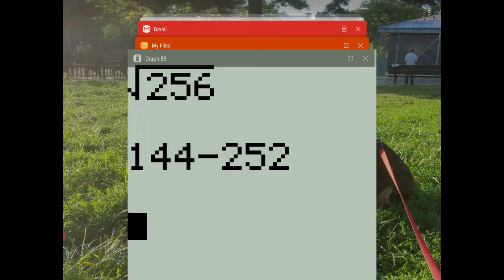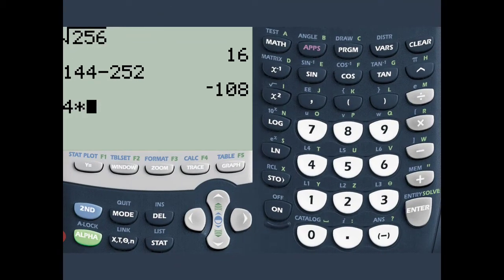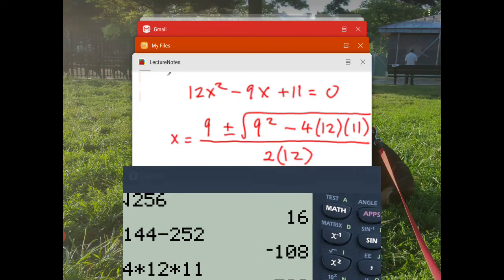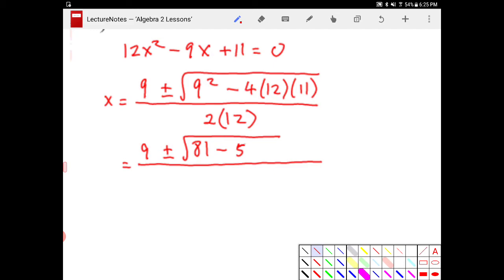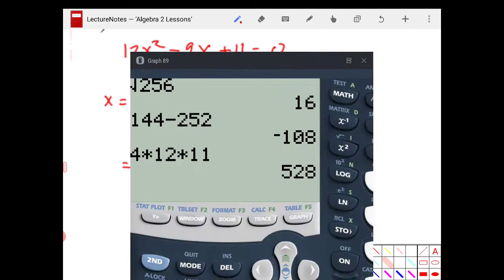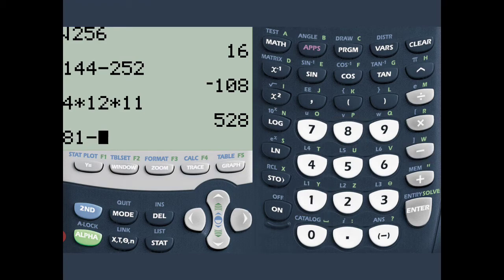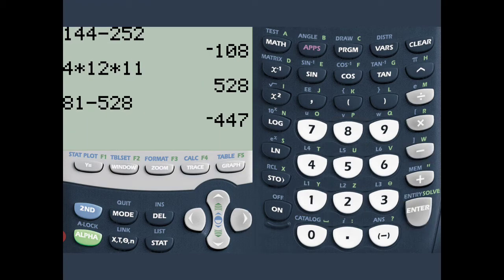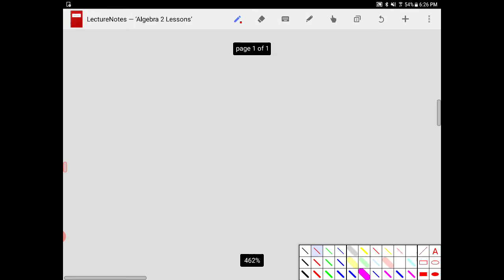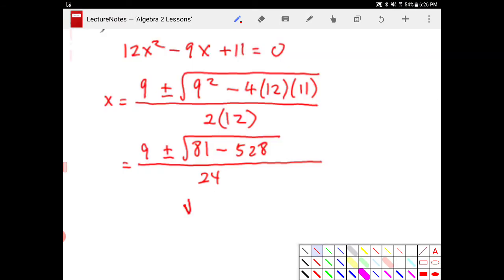Oh boy. So let's do that. 4 times 12 times 11, that's 528. So minus 528 over 24. And we're going to do 81 minus 528. That's negative 447. So that's negative, so the square root of negative 447. 9 plus or minus that, all over 24.